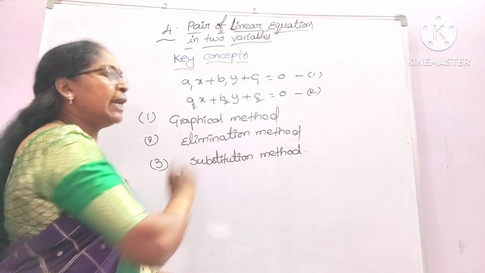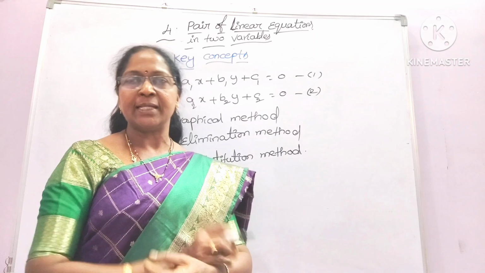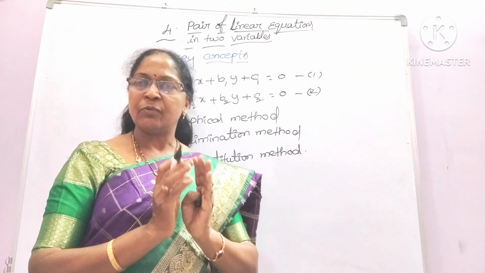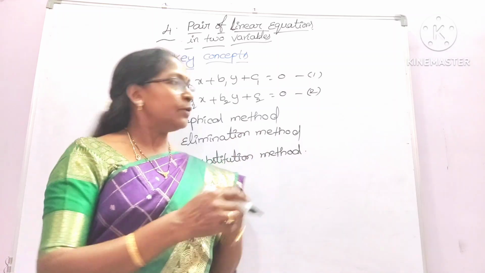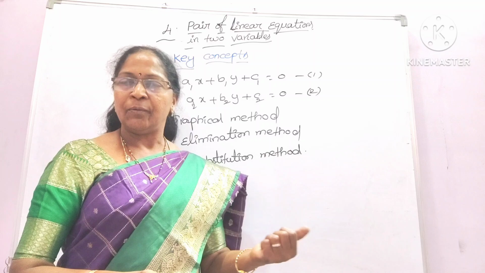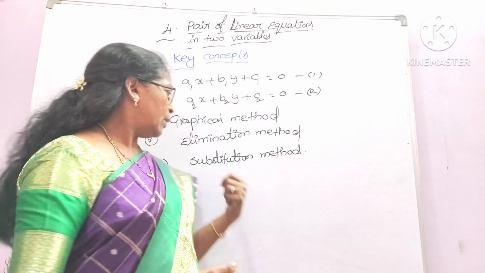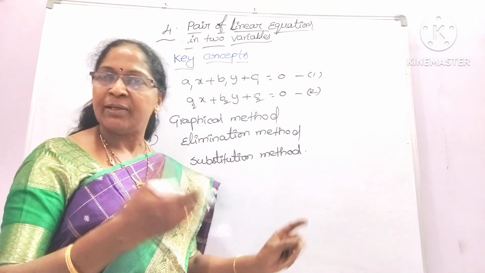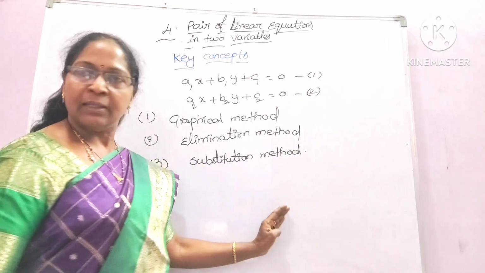By using the elimination method also you can find x and y. Elimination method means first you have to eliminate either x or y. Next you can find the other value. By using that, again you can find the first value also. Again, in the substitution method, here also you can substitute. I will explain these briefly in the next video. So these three are the methods.